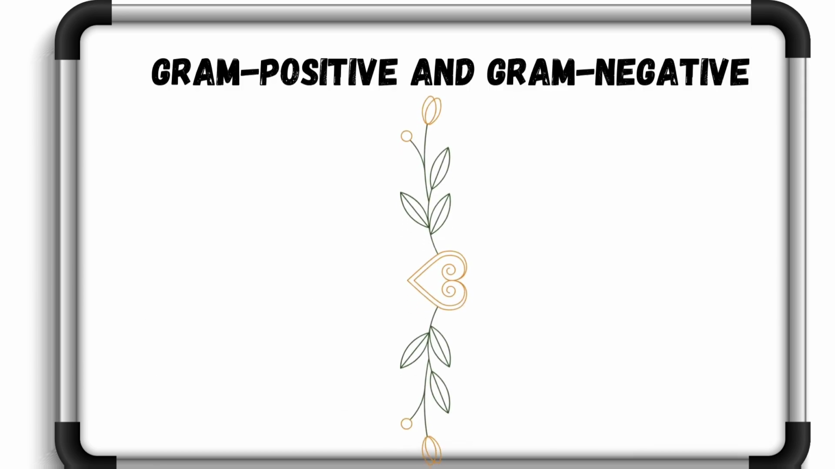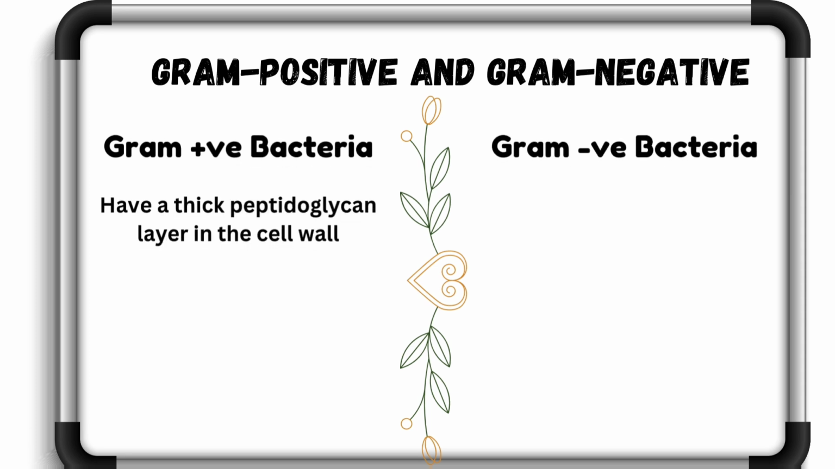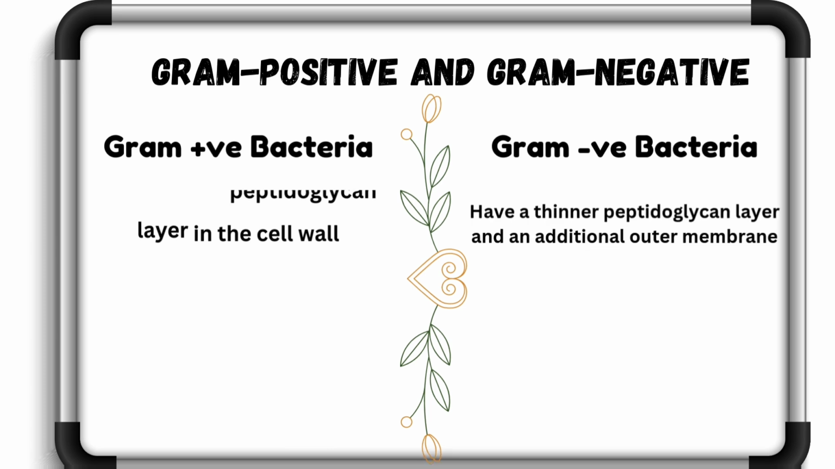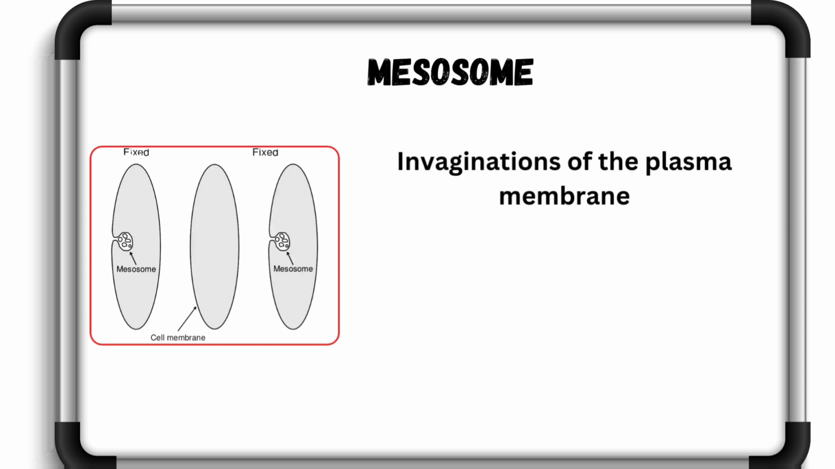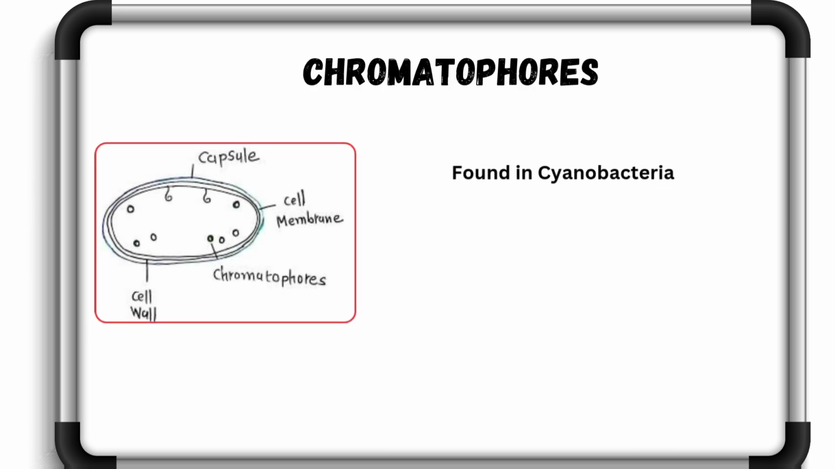Bacteria are further classified into gram-positive and gram-negative based on how their cell walls react to gram staining. Gram-positive bacteria have a thick peptidoglycan layer, while gram-negative bacteria have a thin peptidoglycan layer with an additional outer membrane. Now let's talk about some specialized structures in prokaryotes. Mesosomes. These are folded extensions of the plasma membrane that help in DNA replication, respiration, and cell wall formation. Chromatophores, found in cyanobacteria, these contain pigments for photosynthesis.